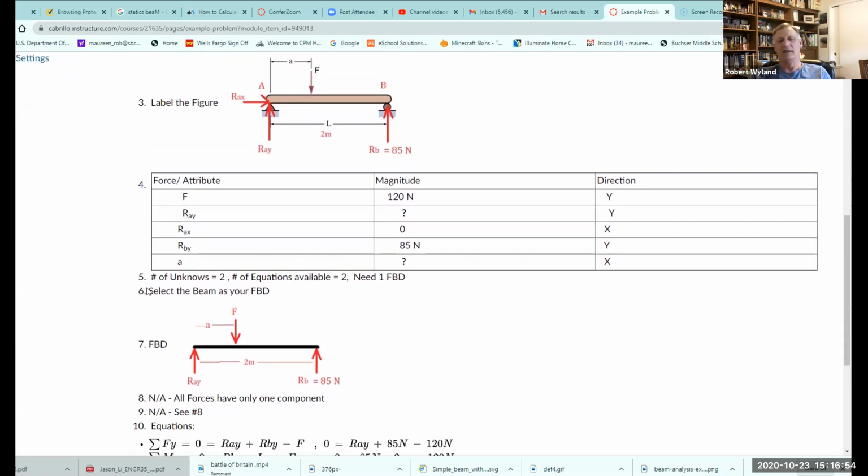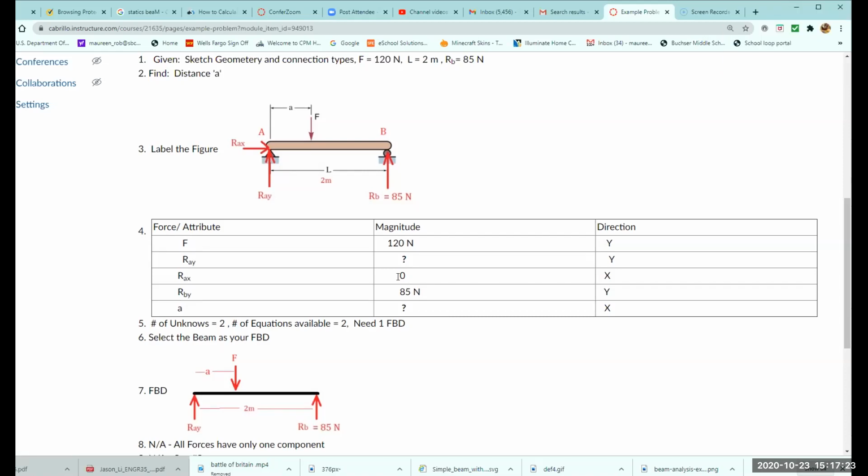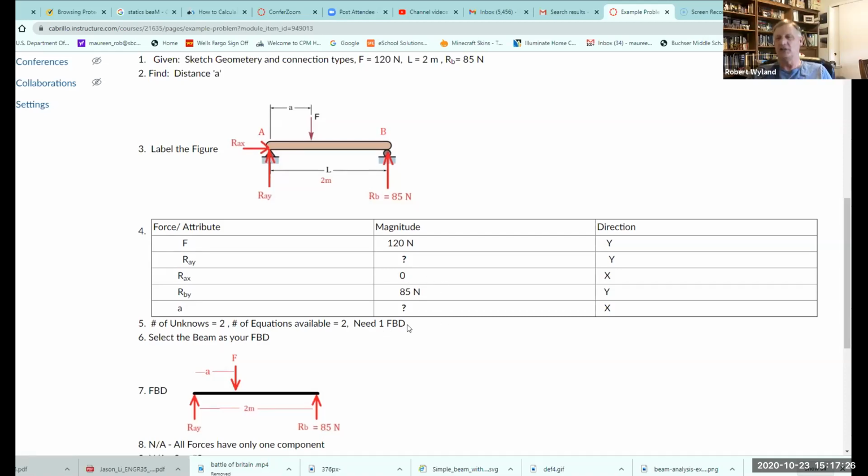So if we go to number 5, this is sort of the important aspect of knowing whether this problem can be solved or not. The number of unknowns is 2 and the number of equations is 2. Some people say, well, why 2 equations? In a 2D problem, we usually have 3 equations available to us, so why am I only listing 2? Well, the other equation would be the sum of the forces in the X, and we've already determined that it's 0, so it really isn't available to us. That equation will lend nothing to the problem. So we really only have 2 equations available to us.